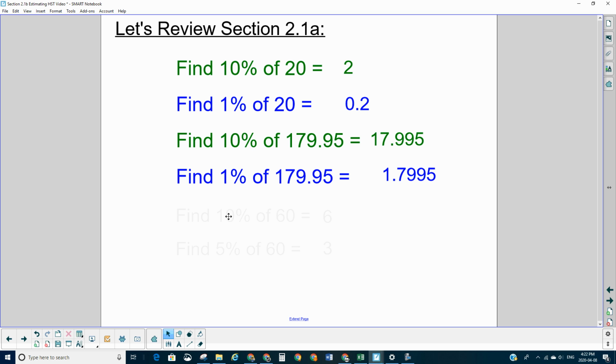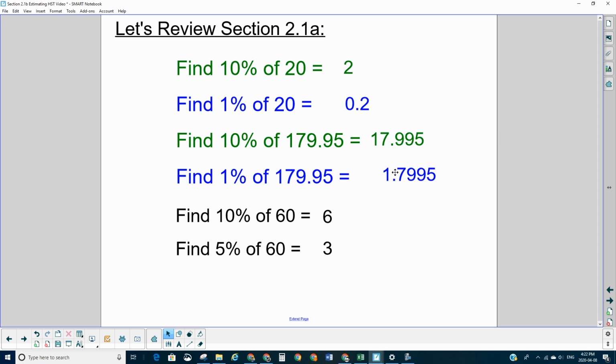One other idea that we did there is finding 10% and 5%. So 10% would be just like what we did up here. 10% of 60, move one decimal place to the left, is 6. But 5%, well, 5% is half of 10%. So 5% would be half of this number as well. So half of 6 is 3. And so finding 5% is pretty quick and easy.